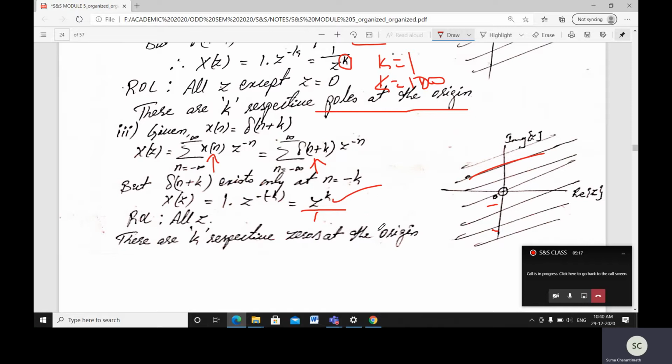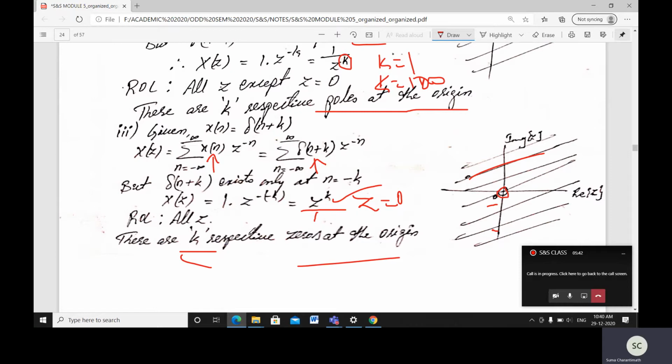How many zeros exist? Based on the k value, we can decide the number of zeros. Just for analysis purposes, taking z equals 0, a zero exists at the origin. A zero is indicated by a small circle.